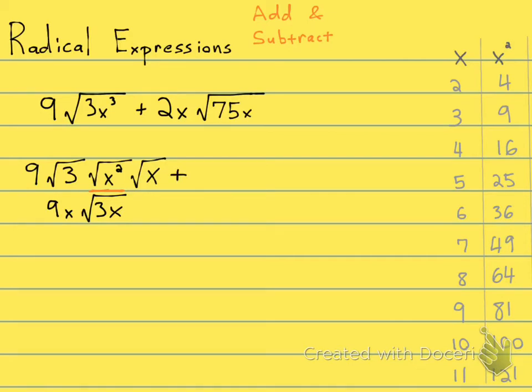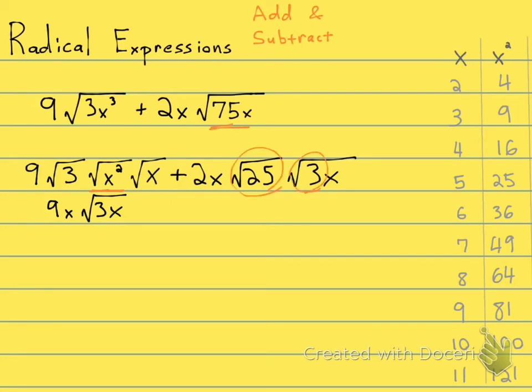Let's look at the second term. Now I have 2x square root of 75x. Well, I only have 1 x, so I can't take any out. But what about the square root of 75? Now, while I don't know the square root of 75, I do know the square root of 25, which is 5. So this now is going to be 2x square root of 25 square root of 3x.